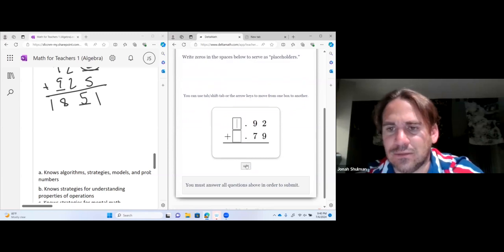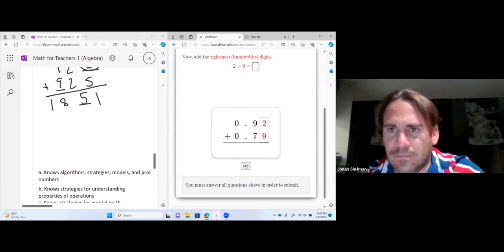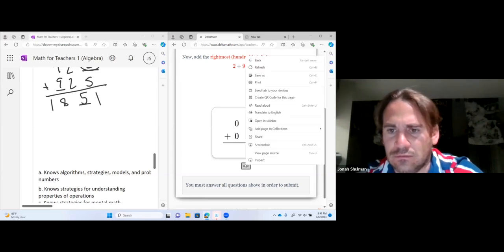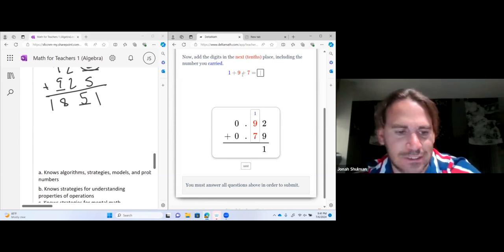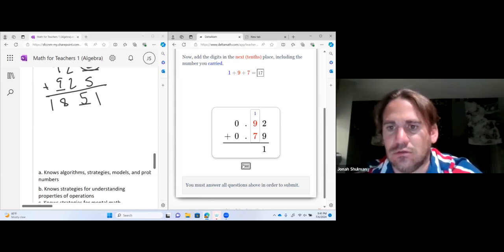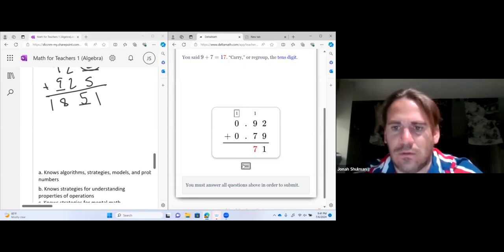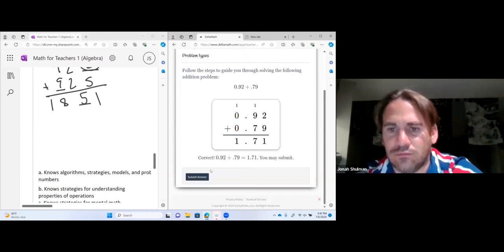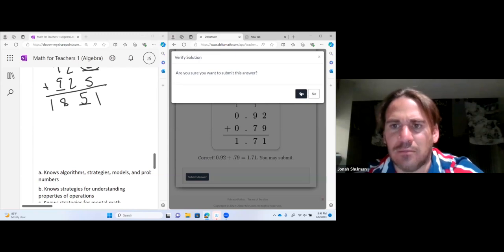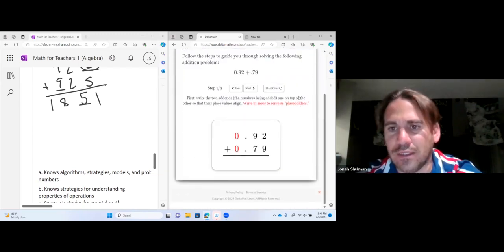All right, let's add these decimals this way. These are zeros because they don't give us anything. 9 plus 2 is 11. There's 1. Carry the 1. 1 plus 9 is 10, plus 7 is 17. That's a 7. Carry the 1. And there's our decimal place. And this is just going to be a 1. Let's go with it. I'm sure. We got it right. Beautiful.